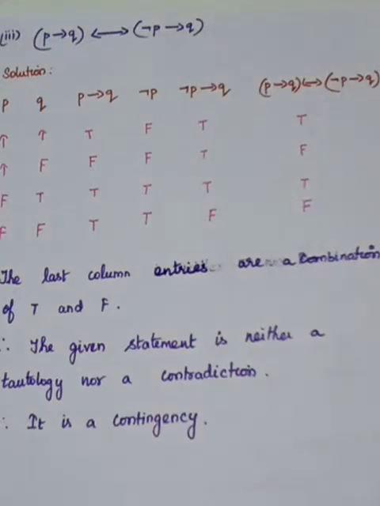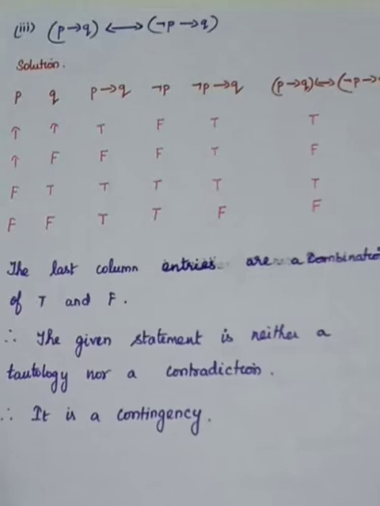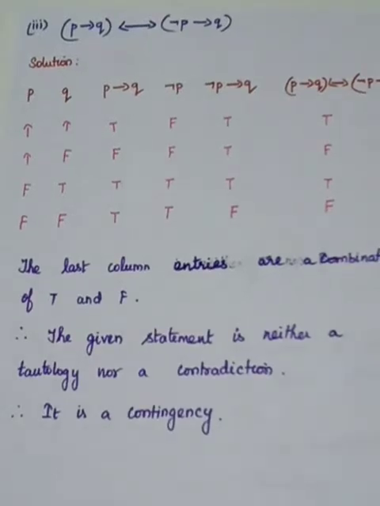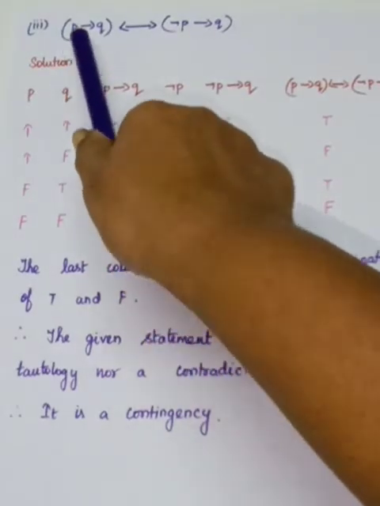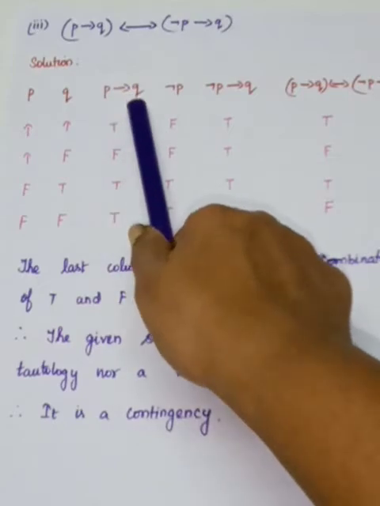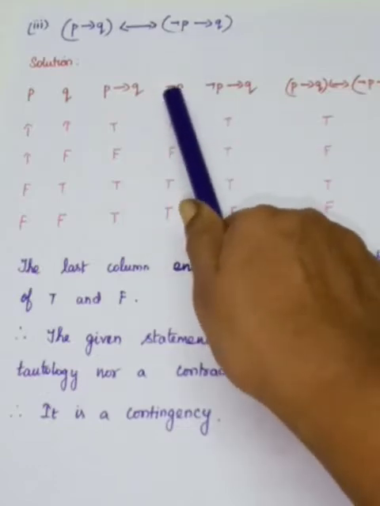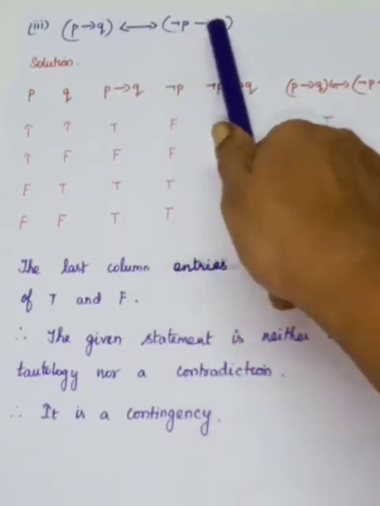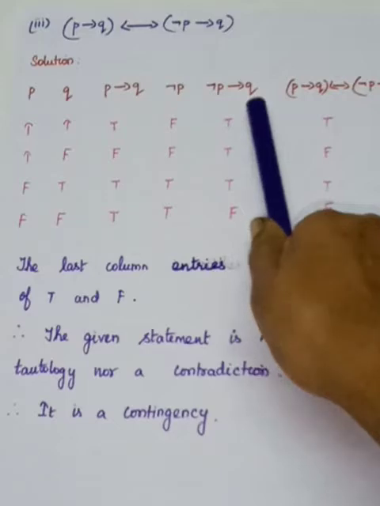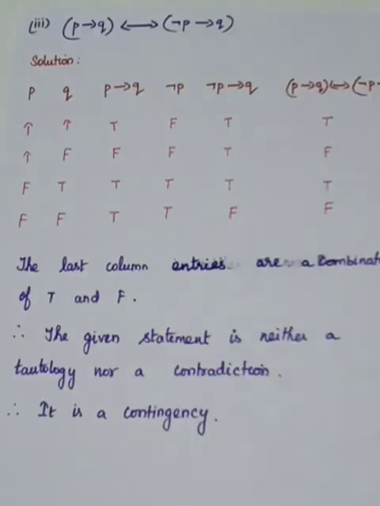Okay, we'll come to the third subdivision. You see now P implies Q if and only if, double side arrow mark, it is a biconditional statement. So if and only if negation P implies Q. Okay, so first we have to split as a simple statement. So we'll consider P, Q. Next, the bracket term P implies Q. Next, what is needed? If you want to evaluate this bracket term, you need negation P. So negation P is found first. Next, negation P implies Q. Then the total compound statement is written.